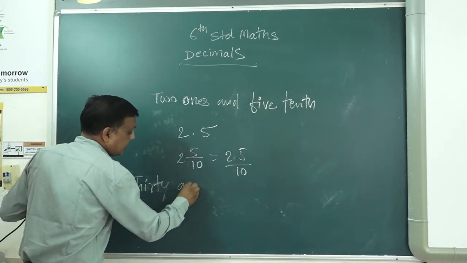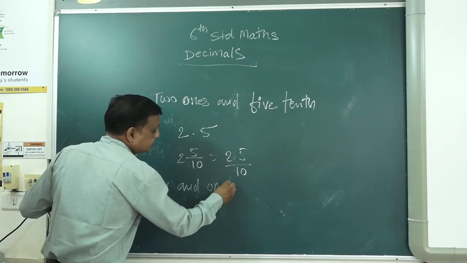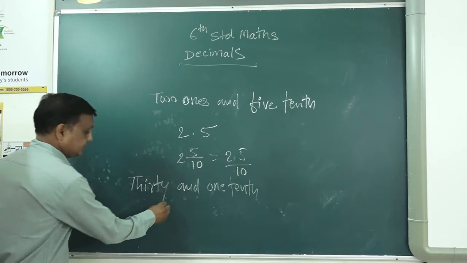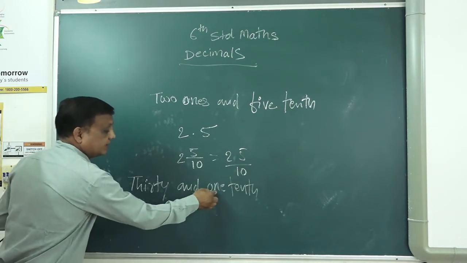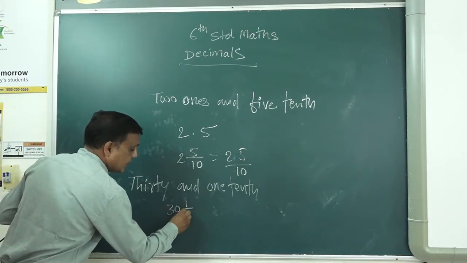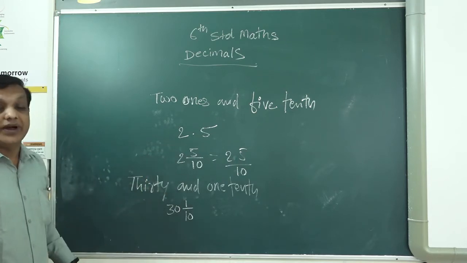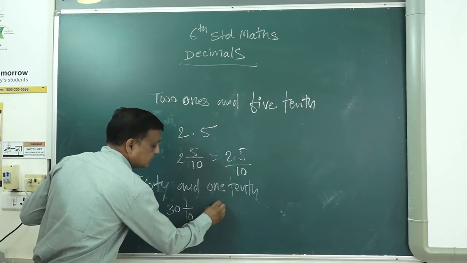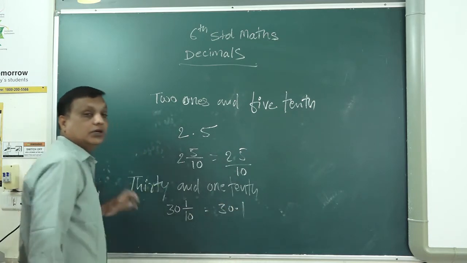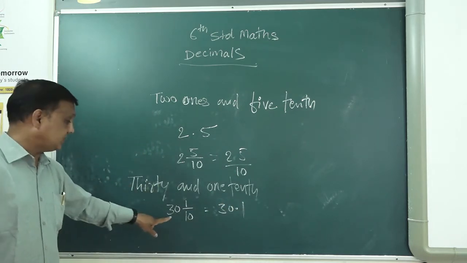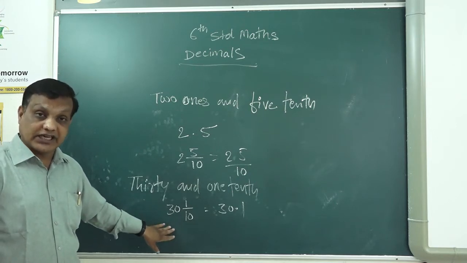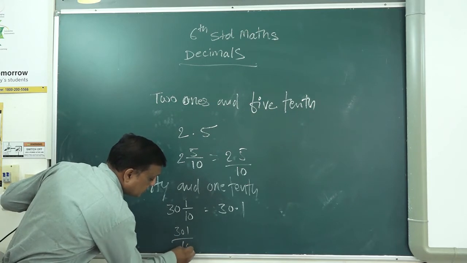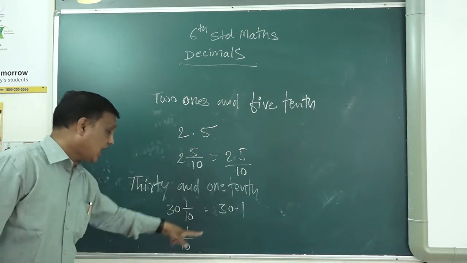30 and 1/10. What is this? 30 and 1/10. 1/10 means 1 upon 10. It is a fraction. Now how to write the decimal? 30.1. Now this is a mixed fraction. When converted into an improper fraction, it becomes 301 upon 10. So these are all the same.